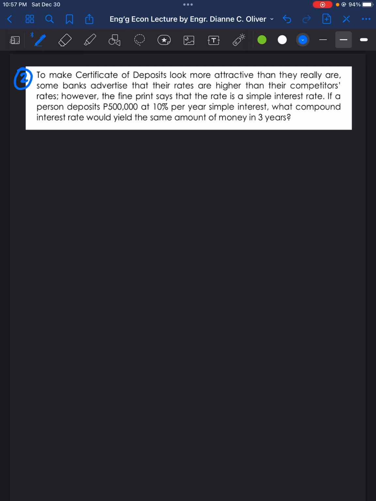So we have here 2 conditions. The first one is in simple interest and the second one is in compound interest. Now what is being asked here is the interest rate in terms of compound interest. So having the same amount of money in 3 years that will be accumulated using simple interest rate, we need to find the value of this same amount of money in 3 years. That will be F3.